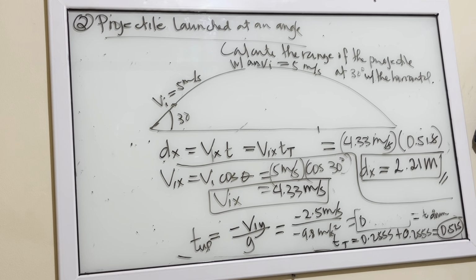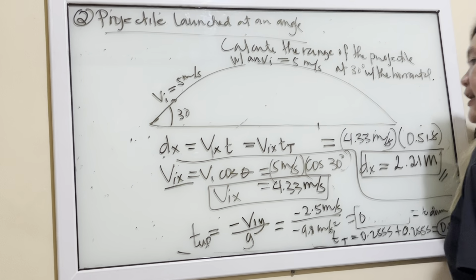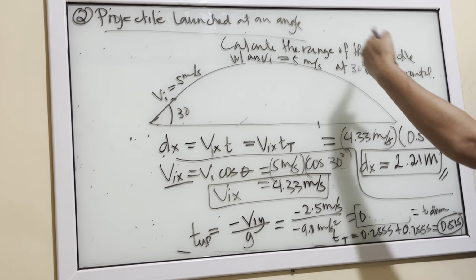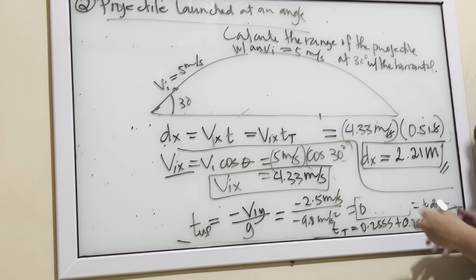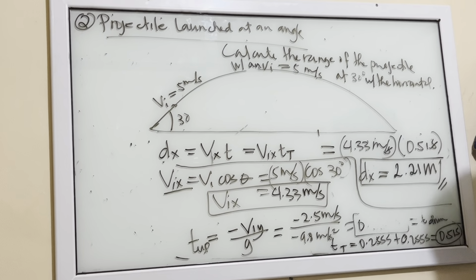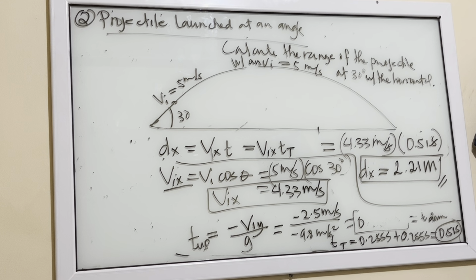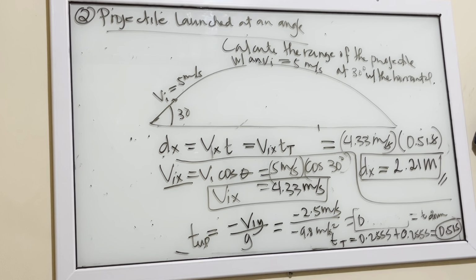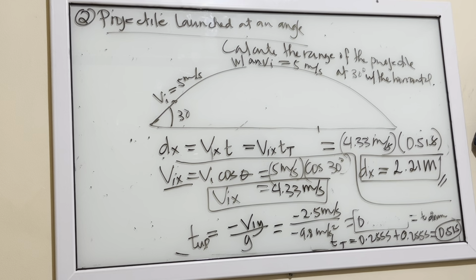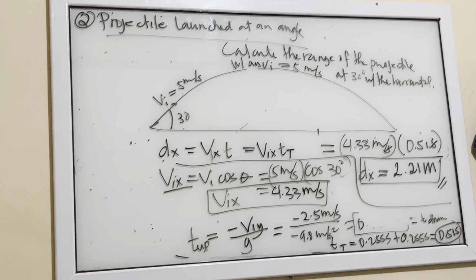So, reminder lang ha, lagi niyong uunahin, isolve ang VIX at saka V sub IY bago kayo mag-proceed sa unknown. Okay? So, magkaiba ang X and Y, magkaiba ang formula ng up at saka down sa vertical. Dito sa horizontal, madali lang ang formula. Dalawa lang yung formula dyan. Pero yung vertical lang marami kasi merong going up at saka may going down.